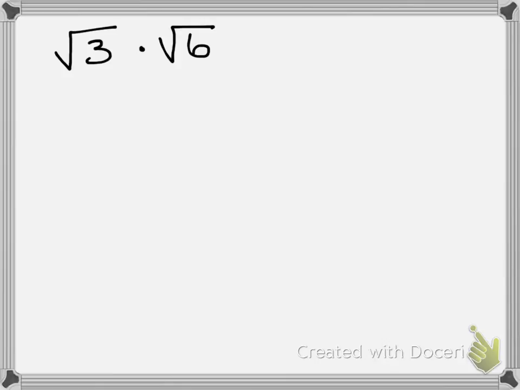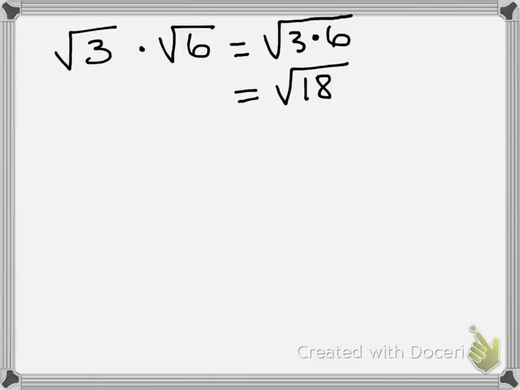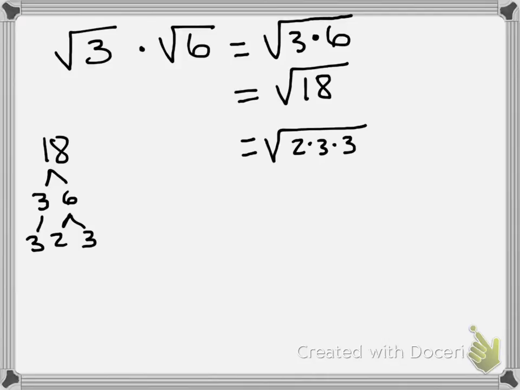There are many ways to go about this. However, since we have been simplifying, let's follow this particular step. This is the same thing as the square root of 3 times 6, so this becomes the square root of 18 at this point. Now we break 18 down as we have done before, and this becomes the square root of the product 2 times 3 times 3, which equals 3 square root of 2. You might think, okay, this is easy.